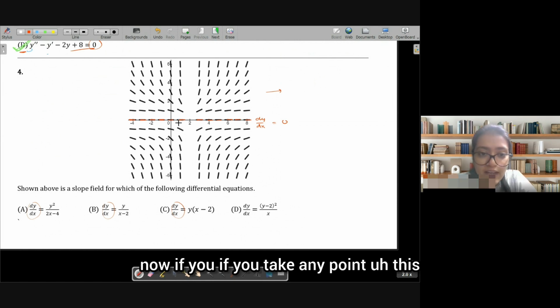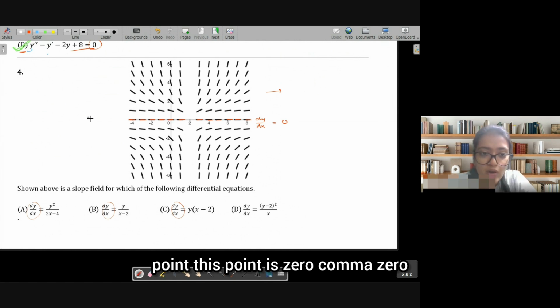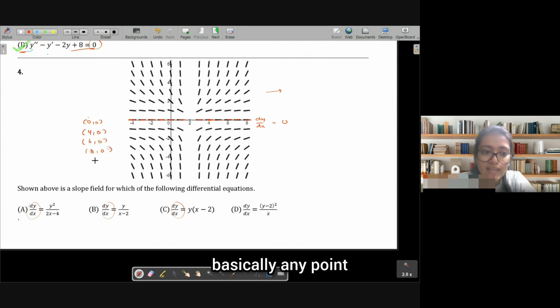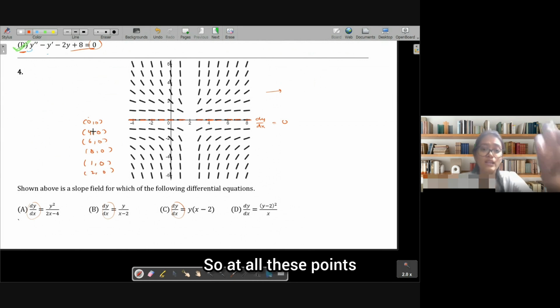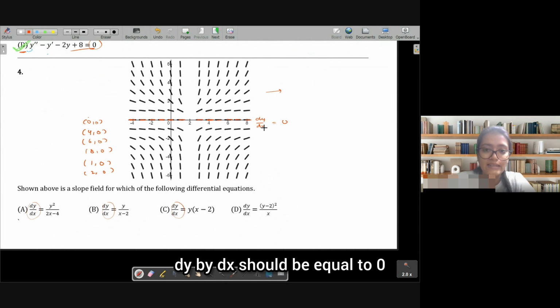Now if you take any point, this point is 0 comma 0, and all the points on the x-axis. So this point is 4 comma 0, 6 comma 0, 8 comma 0, basically any point that you can take on the x-axis, 1 comma 0, 2 comma 0. So at all these points, dy by dx should be equal to 0, right?